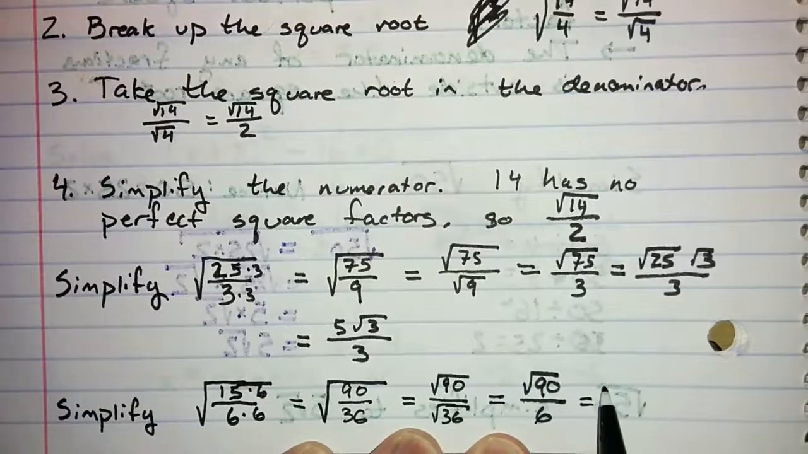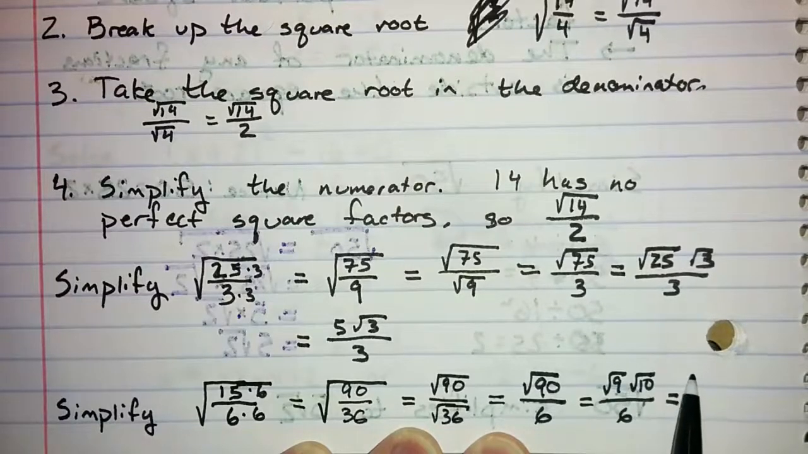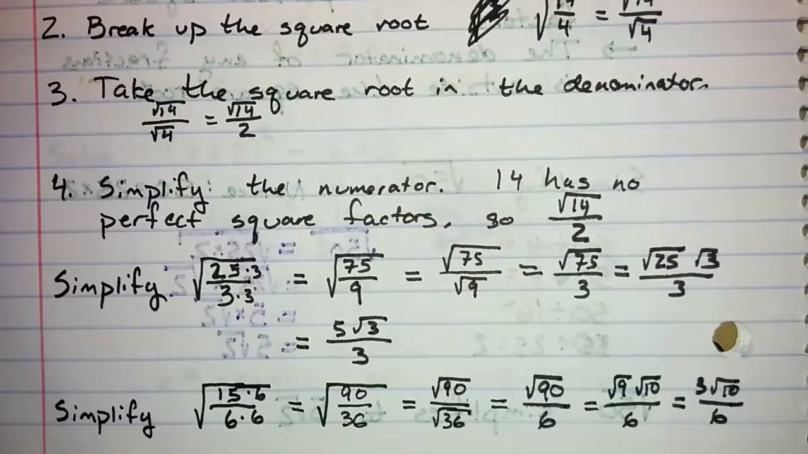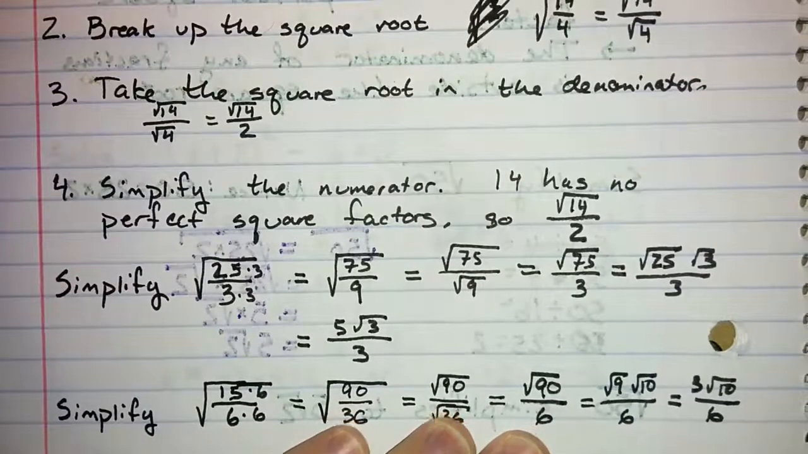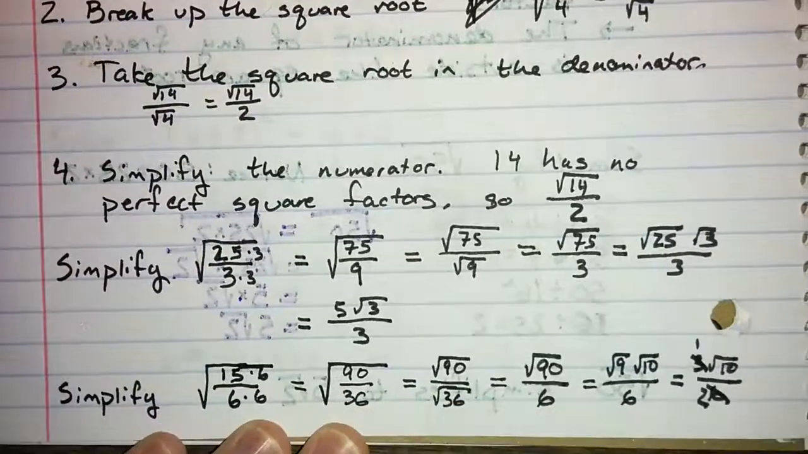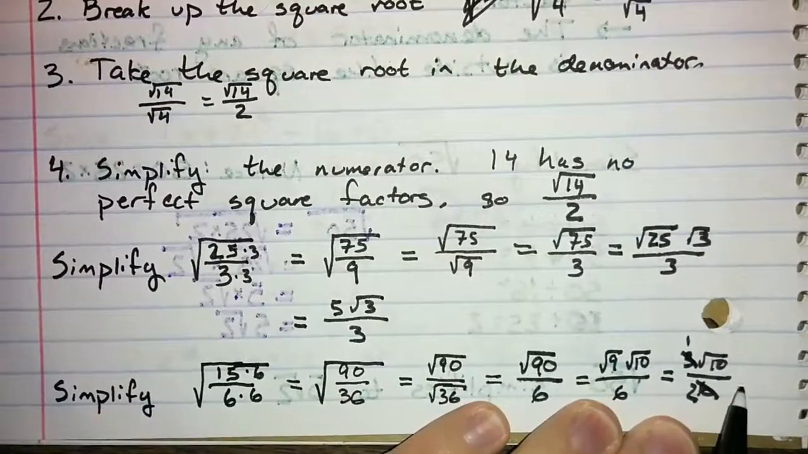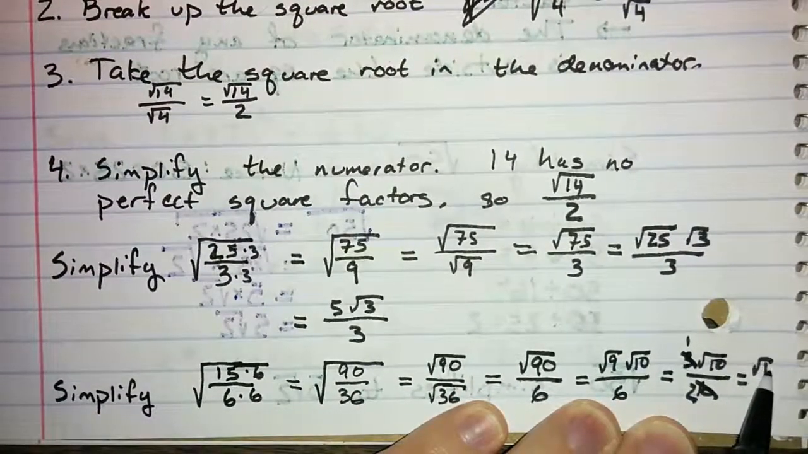But 90 is 9 times 10. Root 9 is 3. Oh, and I see one more move I can make, don't I? My numerator and denominator have a common factor of 3. And so my final answer will be root 10 over 2.